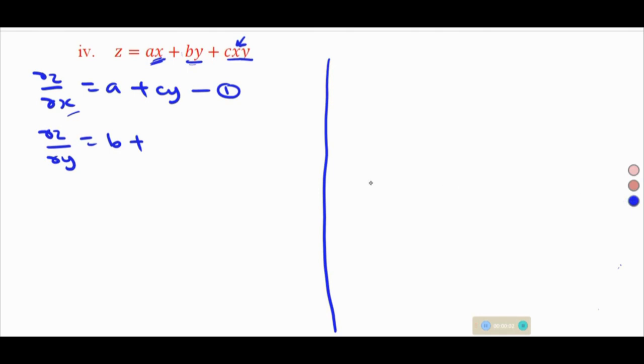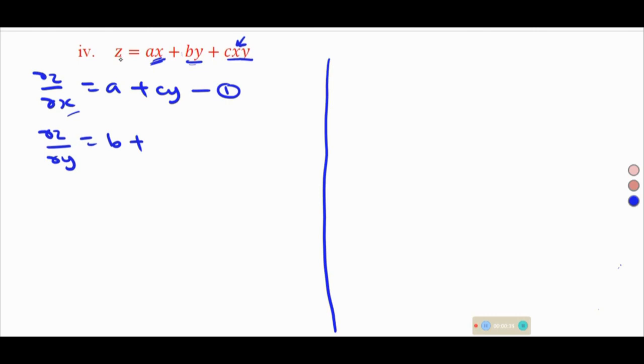So lastly, we come to example number 4. Hoping that the methods are now clearer, we shall move a bit faster here. We have z as ax plus by plus cxy. Using the similar method of getting del z/del x and del z/del y, we shall get del z/del x first. When I differentiate with respect to x, y will be treated as a constant.